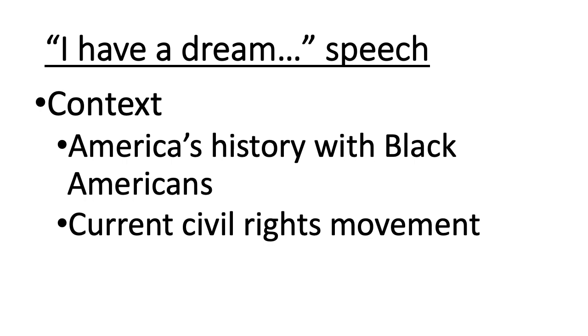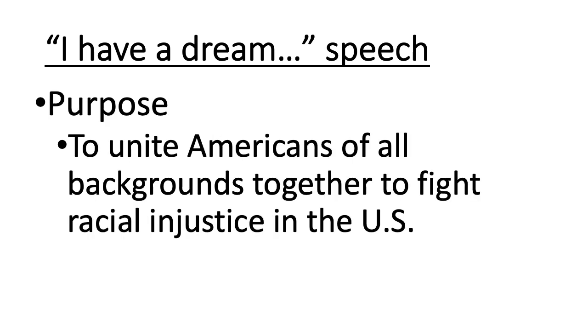The context, of course, is America's terrible history with Black Americans, all the way back through slavery, all the way up until the point he was giving this speech, which would be the current civil rights movement. So you need to know the history, but you also need to know what's going on in the time right now. So that would be the context or exigence. The purpose, of course, is to unite all Americans, of all backgrounds, to fight racial injustice in the United States. That's how he wants to influence his audience. He doesn't simply want to have a speech to get everyone excited. It is to unite them to complete this other purpose.